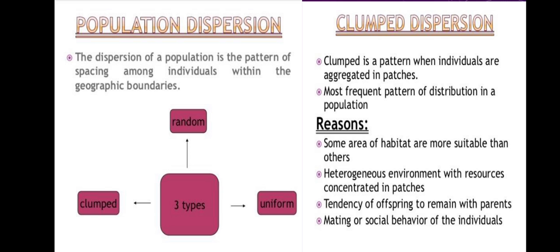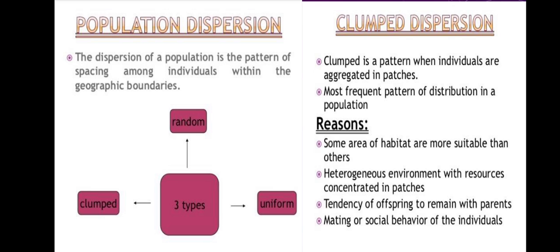Then we see the population dispersion. What is meant by population dispersion? Dispersion means spreading. The dispersion of a population is the pattern of spacing among individuals within the geographical boundaries. There are three types of population dispersion. First one is clumped dispersion, second one is random dispersion, and third one is uniform dispersion. These types we will see in the next topic. Then clumped dispersion. Clumped dispersion is a pattern where individuals are aggregated in patches, meaning aggregated form.